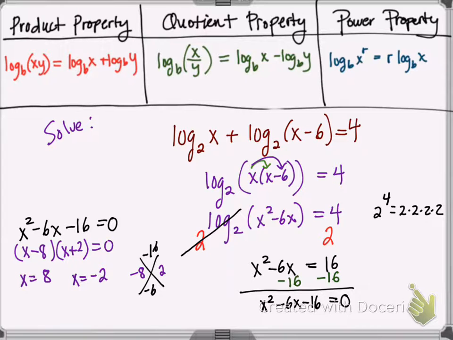So I know that I can't have a negative value for x because if I plug in negative 2 into this first one, and if I plug it in right here into the second one, I would have a negative argument. So the extraneous solution is negative 2. So the only solution here that works, if you plug it back in, you would get a true statement, is x equals 8.